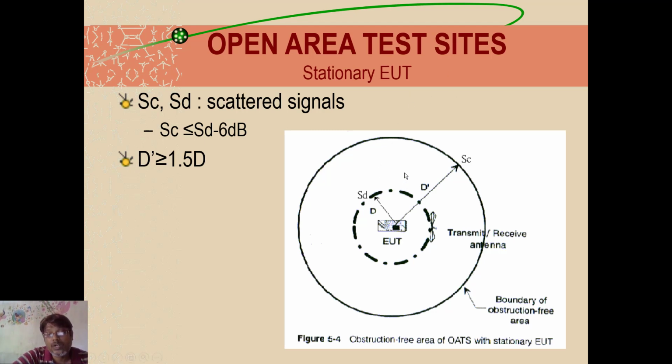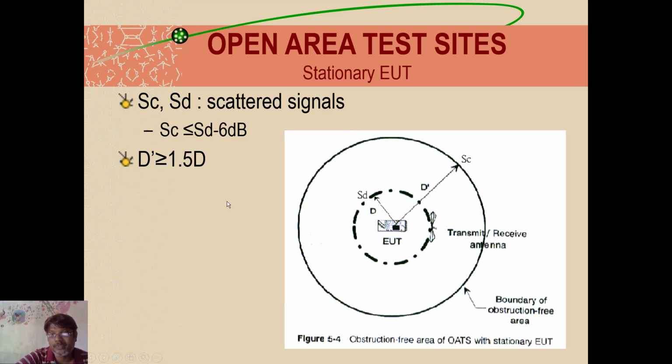So what should be the range in this? SC should be less than or equal to SD minus 6 dB. That we need to ensure, then only it will be below 6 dB. And how to choose D? D dash is this distance, and it should be 1.5 times D. This is the much greater length, the radius. So this is D, and D dash should be 1.5 times D or greater. So that's about D.